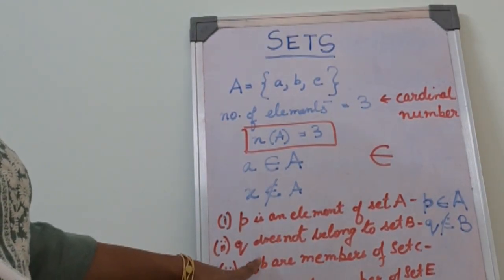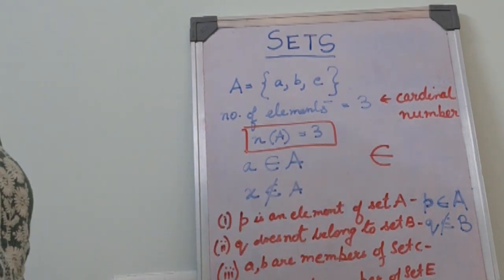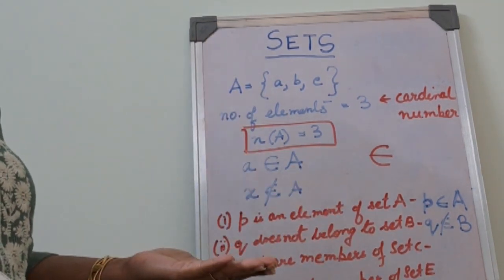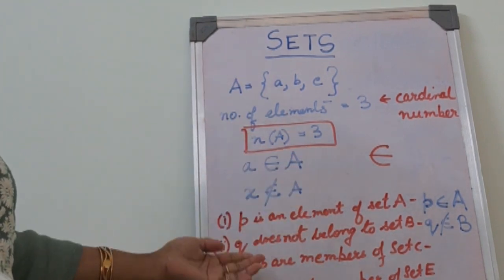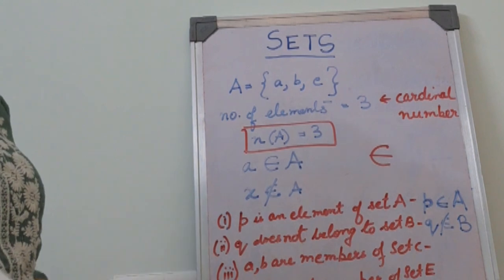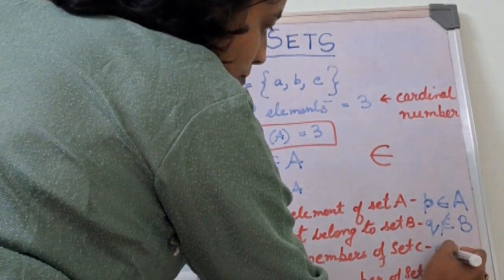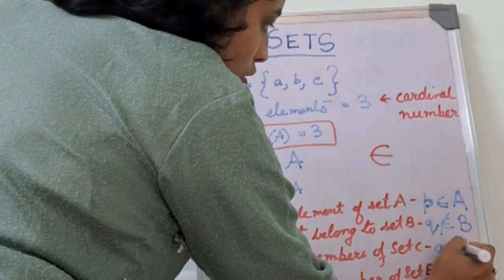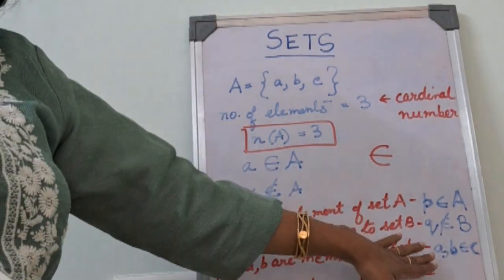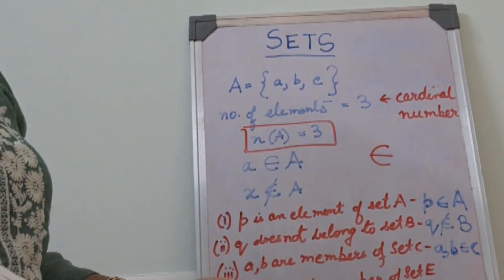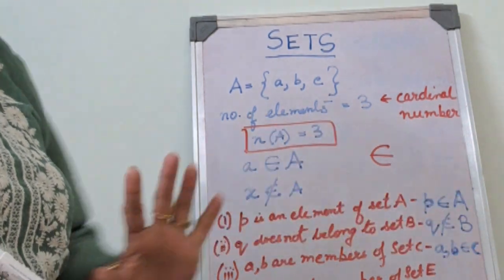The last one, the third one: a and b are members of set C. That means they belong to set C, right? This is another example. Set C is another set which has the members and elements a and b. So we can write it like this: a comma b belongs to set C. Because both of them are elements of set C. So a comma b belongs to set C.